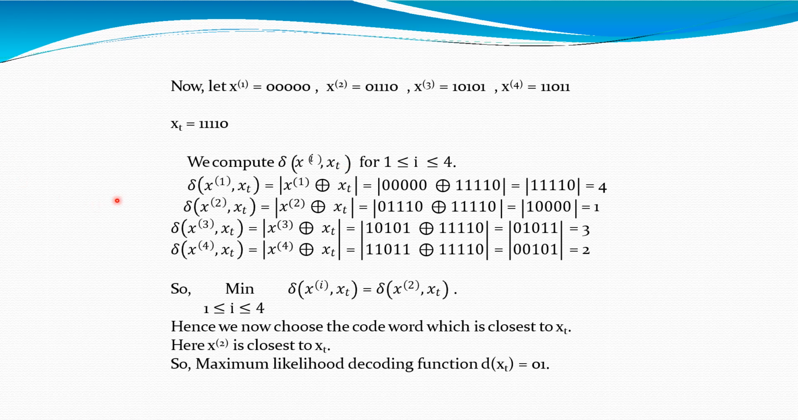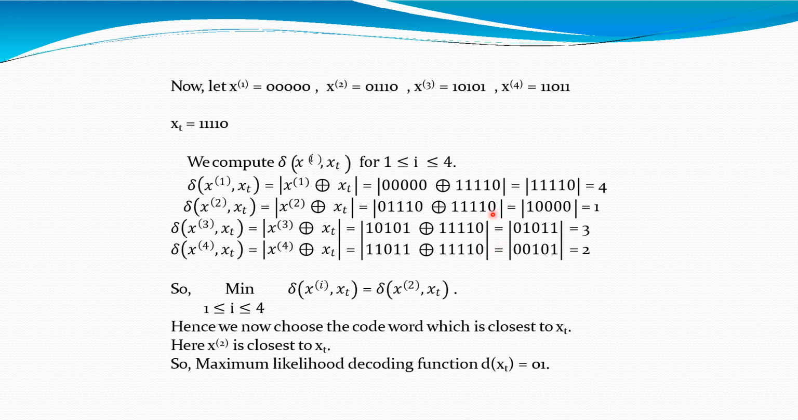So, to find delta(x1, xt), distance between x1 and xt, it is weight of x1 ring sum xt. So, you can add them, x1 with xt. So, it is equal to 11110. So its weight is 4 as there are 4 ones. Similarly, distance between x2 and xt is equal to weight of x2 ring sum xt. So again adding them we get 10000. So it contains only one 1. So it is 1. So in this way after calculating all the distances, see what is the minimum distance.